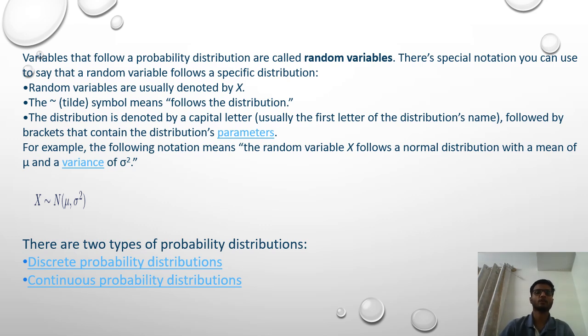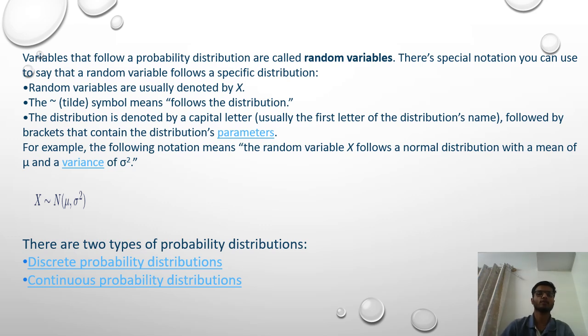Variables that follow probability distributions are called random variables. There is a special notation you can use to say that random variables follow specific distributions. Random variables are usually denoted by X, and the tilde symbol means follows the distribution. The distribution is denoted by a capital letter, usually the first letter of the distribution's name, followed by brackets that contain the distribution's parameters.